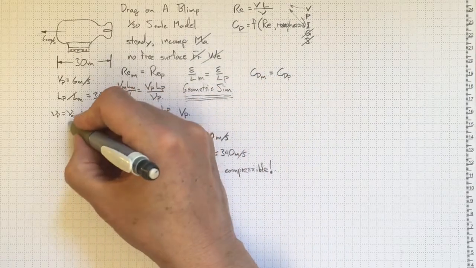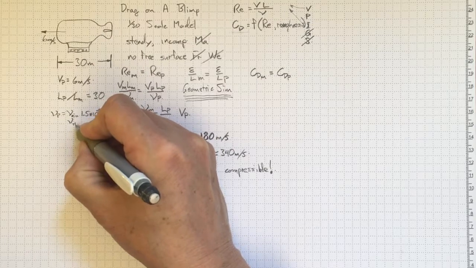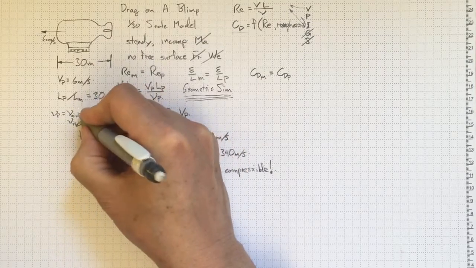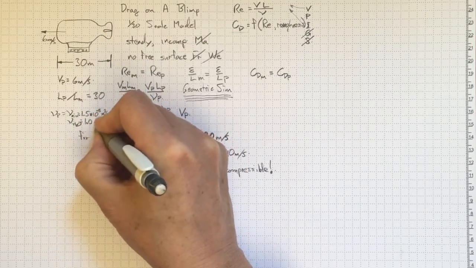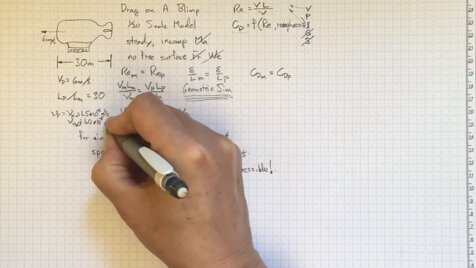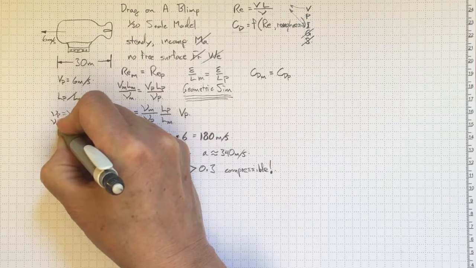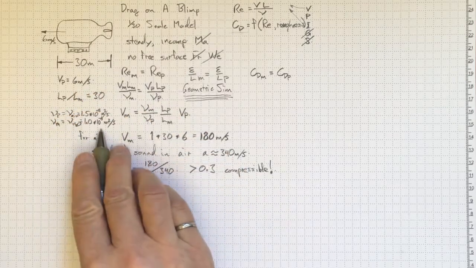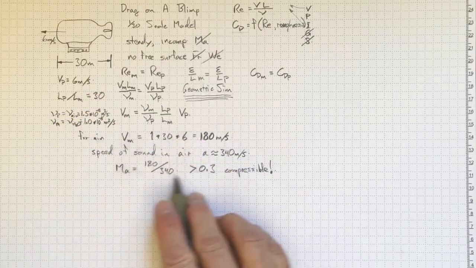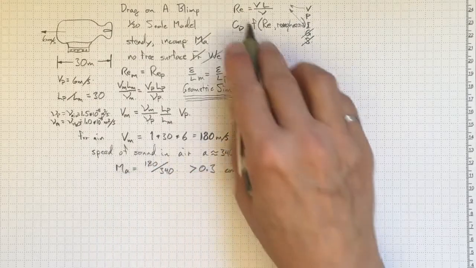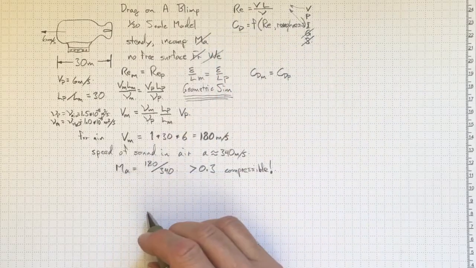Now, it turns out the viscosity of water is about 1 times 10 to the minus 6 meters squared per second. So if we test our model in water, we'll have a considerably lower viscosity. That'll lead us to a lower velocity for similarity of Reynolds numbers. That might just work out for us.